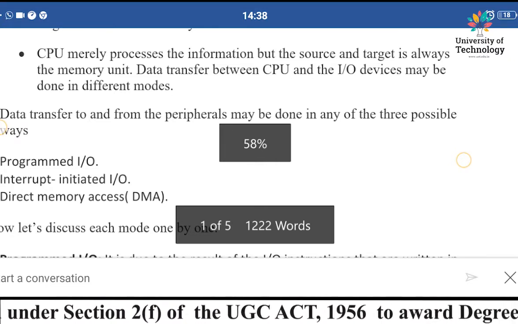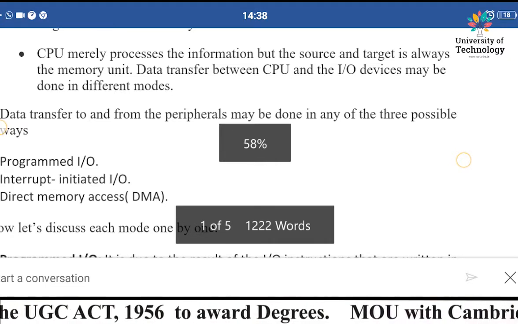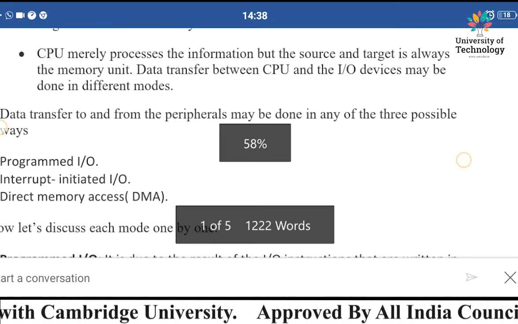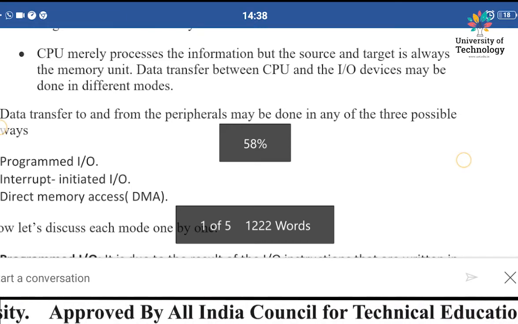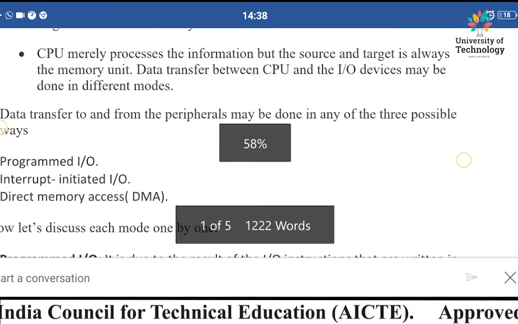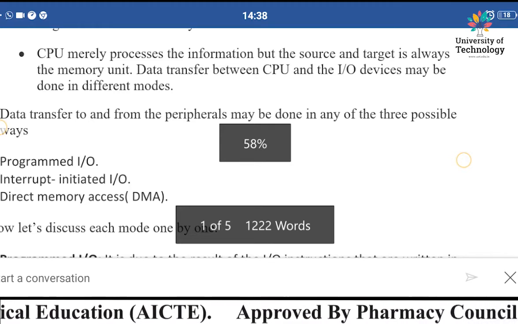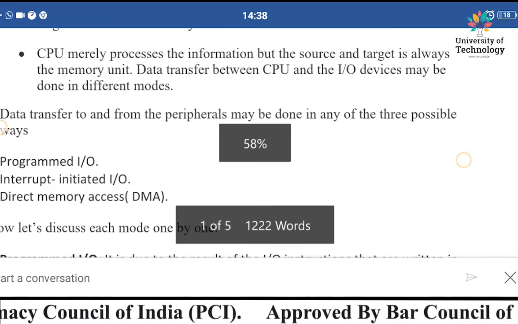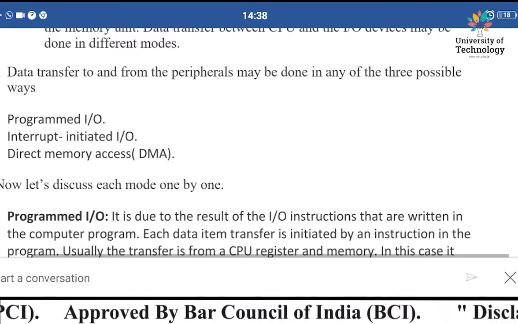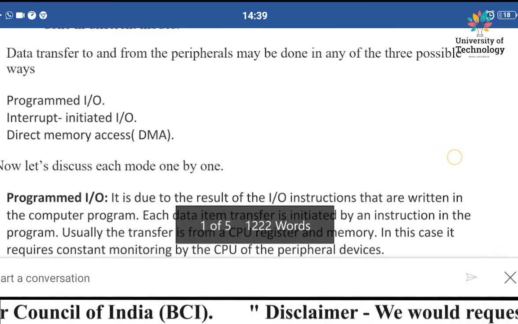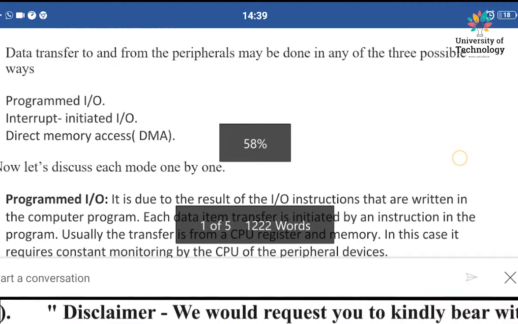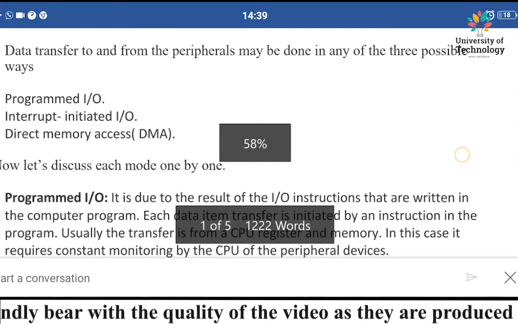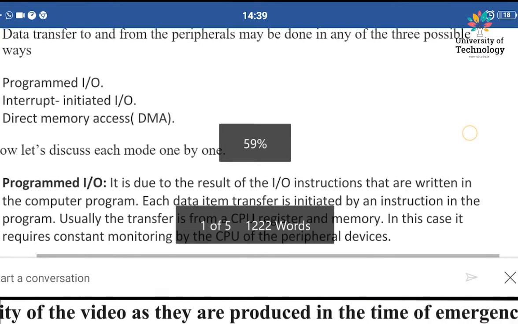Got it? So data transferred between the CPU and input output devices may be done in different modes. So there are different types. The next thing that we are going to study is the various ways via which we can transfer the data from the CPU to the input output devices. Data to and from the peripheral devices may be done in three possible ways. So there are three possibilities via which we can send the data to the peripheral device and take the data from the peripheral device.